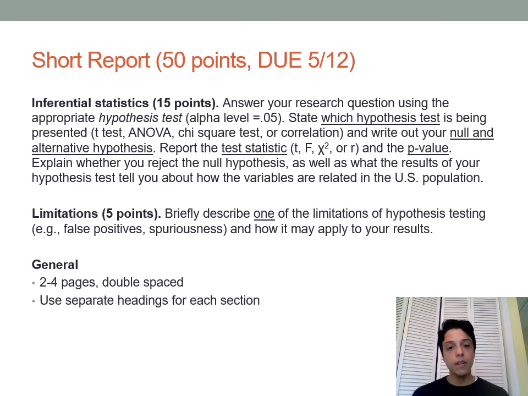But I do want you to use separate headings for each section. So for each of these sections that are listed here, I want a separate heading, like descriptive statistics, inferential statistics, limitations. And then for each one, you can answer it fully in 1 or 2 paragraphs. So it'll be heading, paragraph, heading, paragraph, heading, maybe 2 paragraphs. And that's what it should look like.